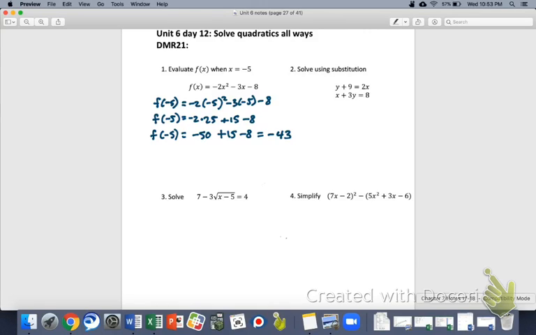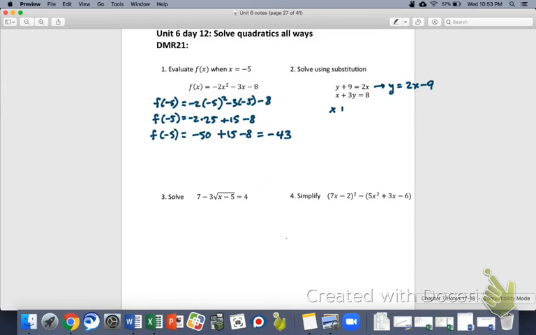All right, number 2 says solve using substitution. So in order to do this, I think I'll take the top equation. I could do this a couple of ways, but I'll take the top equation and solve for y. So y equals 2x minus 9. And of course, since y equals 2x minus 9, that means in the other equation, wherever I see a y, I could put a 2x minus 9. So that's what I'll do.